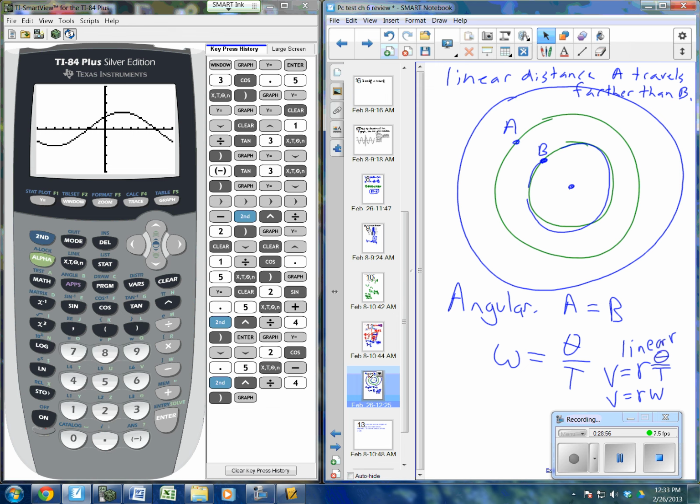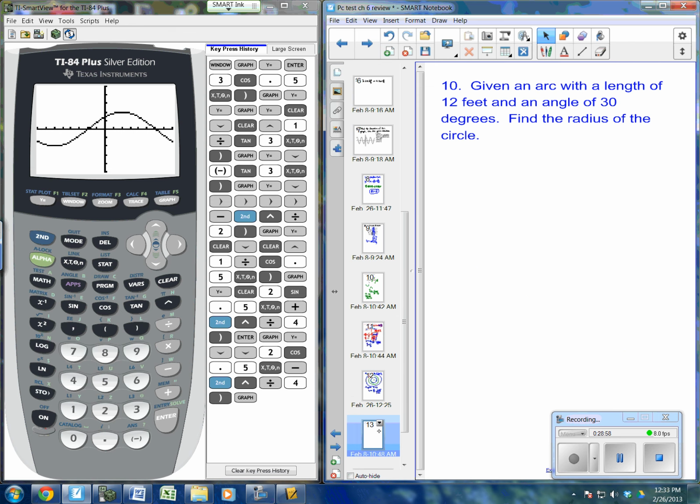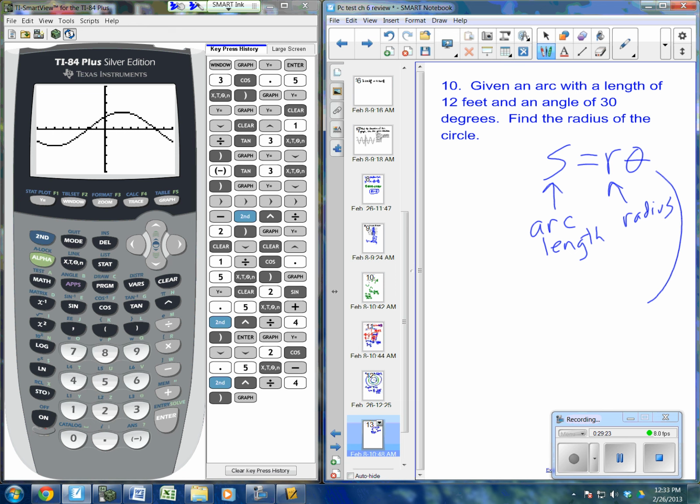Okay. One other question, you guys. This you do need to know. Given an arc with a length of 12 feet and an angle of 30 degrees, find the radius of the circle. What's this problem about? Arc length formula. Do you remember? You guys have that written in your notes? S equals R times theta. S is the arc length. It's been a little while since we talked about this one. R is the radius.